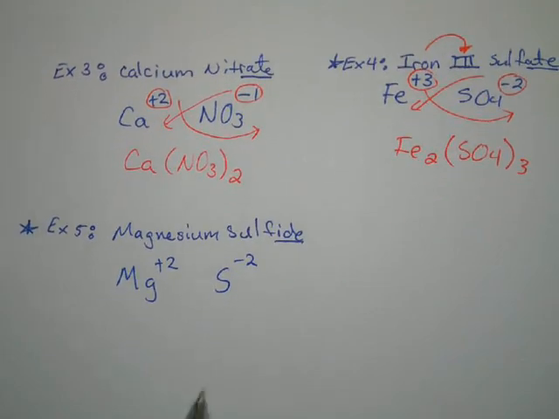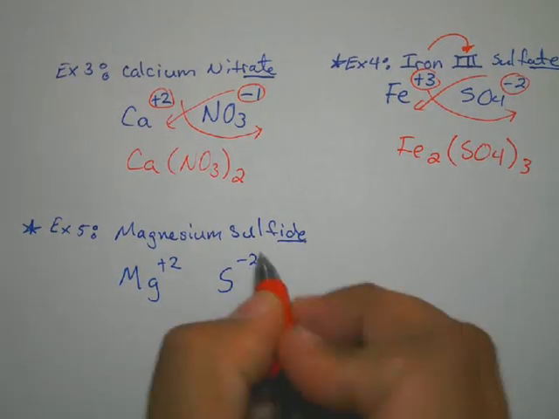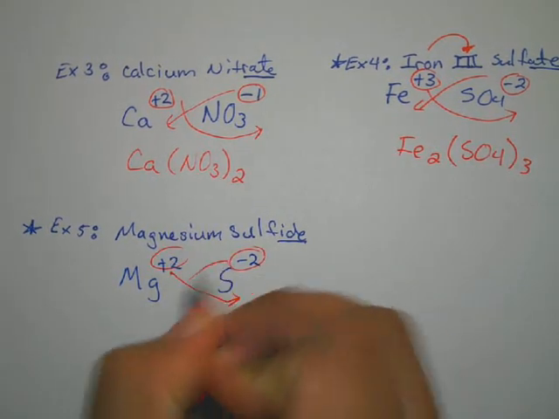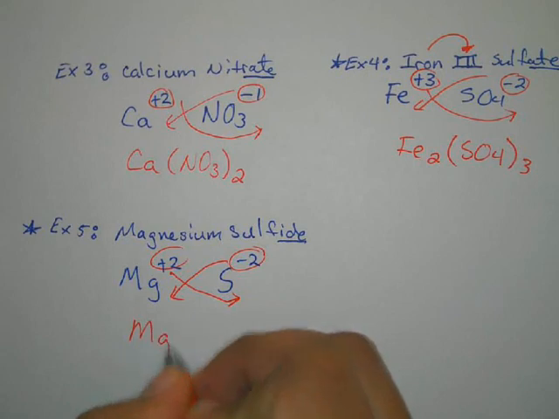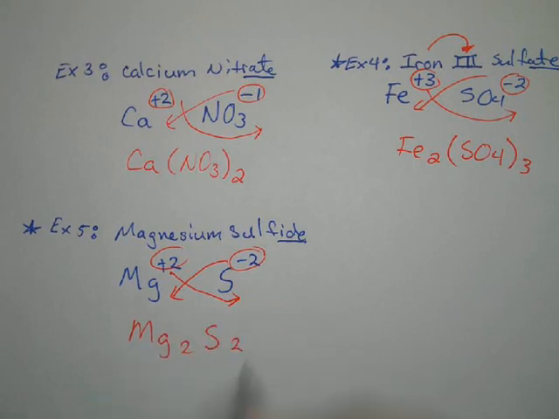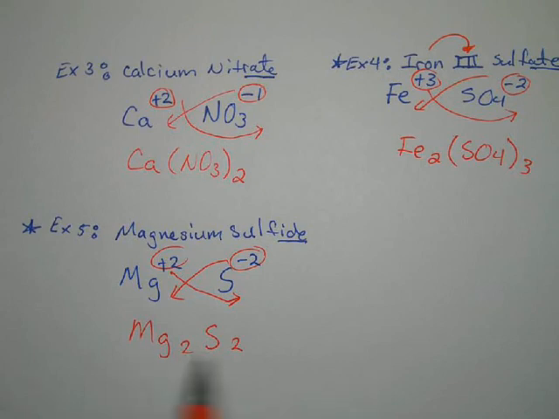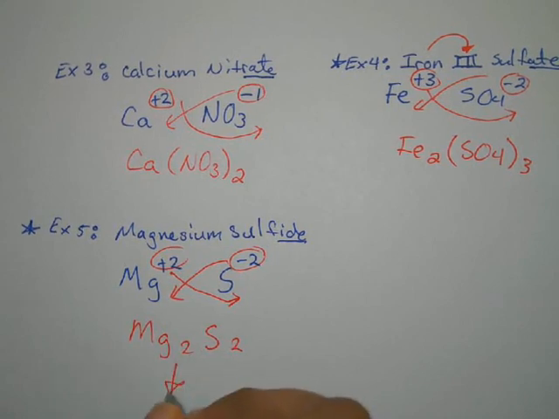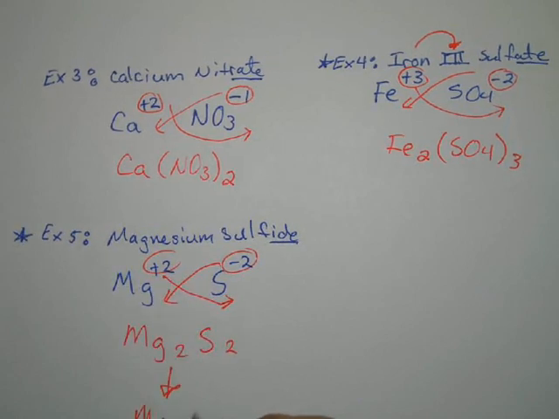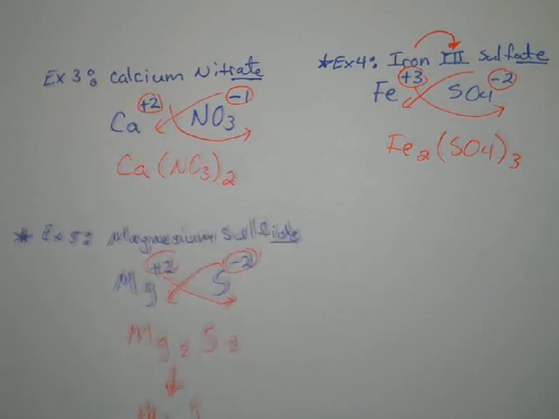So let's swap and drop this real quick. We take our 2 numbers, swap and drop. We end up with Mg2S2. Now here's how the rule works. This one's special. If the 2 swap and drop numbers can be divided into each other evenly, we got to reduce them. Okay? Can 2 go into 2 evenly? Yes, 2 can go into 2 one time. So this will actually reduce out to MgS. Okay? This will reduce out to MgS.